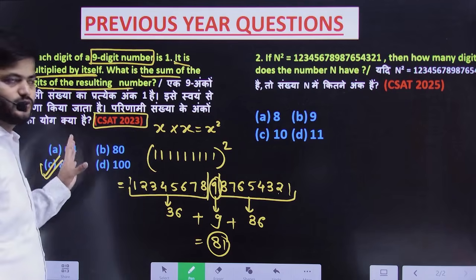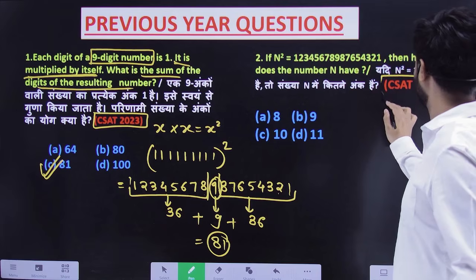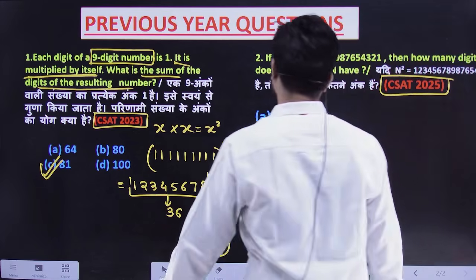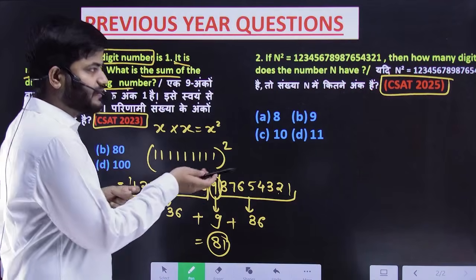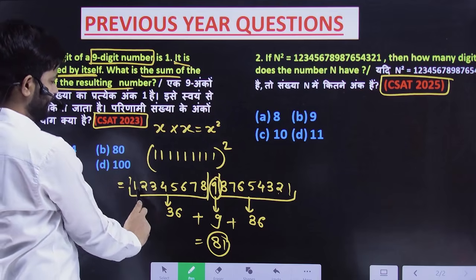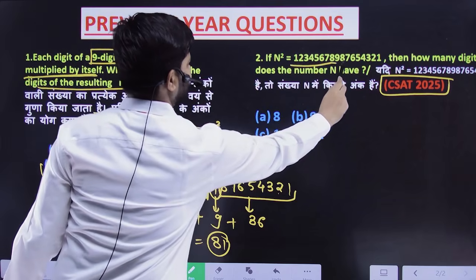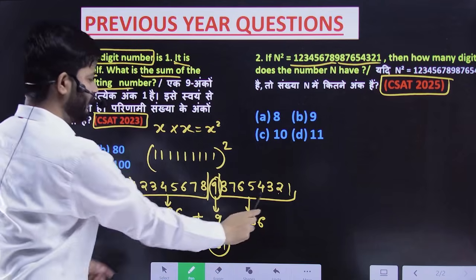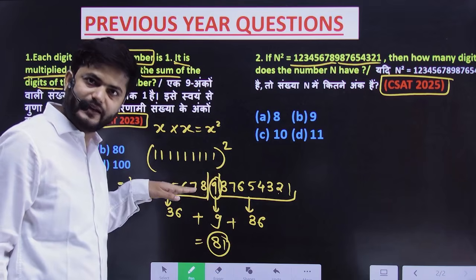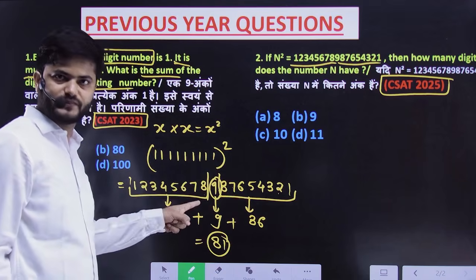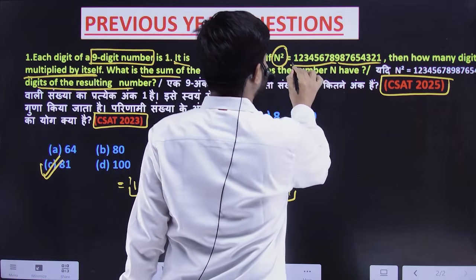The next question based on this concept was asked in 2025. Now see here. The question is: if n square is this, the reverse is asked here. See here, n square is 1 2 3 4 5 6 7 8 9, then 8 7 6 5 4 3 2 1. This is given. It is the square of 1 1 1 1 up to 9 times. Now see, we can write this.